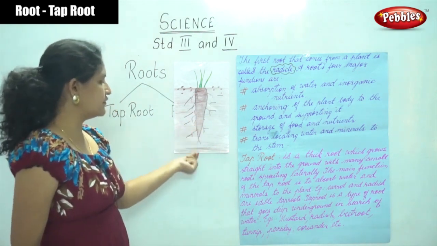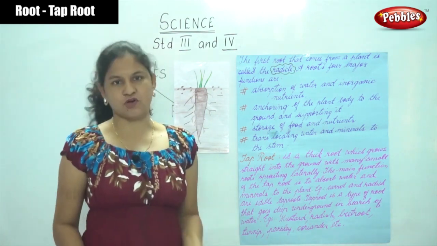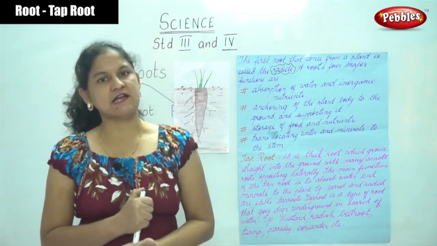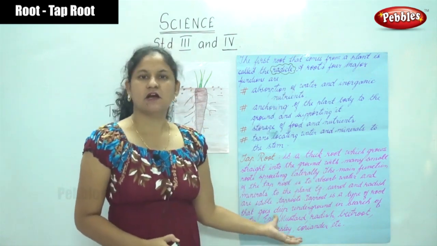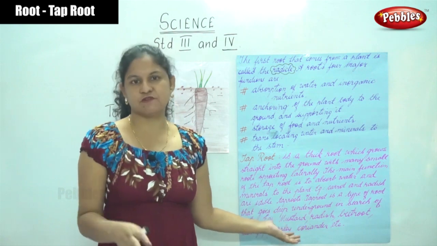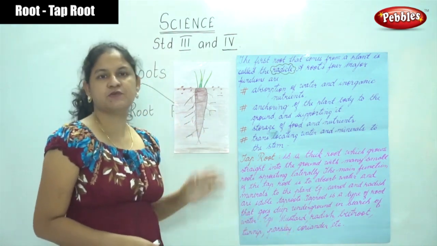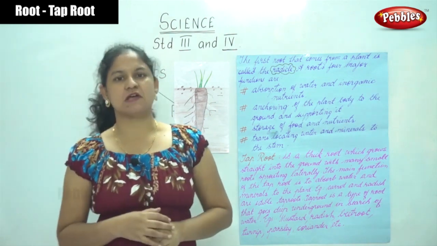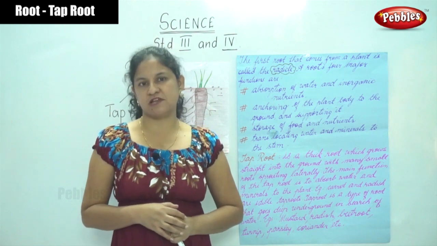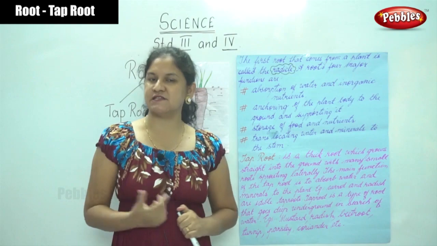So the taproot is a thick root which grows straight into the ground with many small roots sprouting laterally, and its main function is to absorb water and minerals for the plant. It goes deep underground in search of water. We have seen the four main functions of the root, and the two main types of root, the taproot and the fibrous root. We have seen in detail about the taproot, and edible taproots like carrot, radish, beetroot, coriander, parsley, etc.